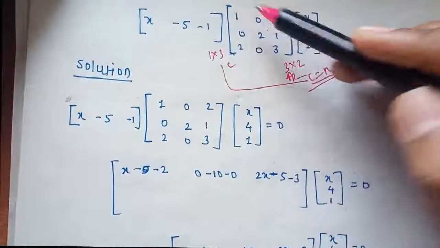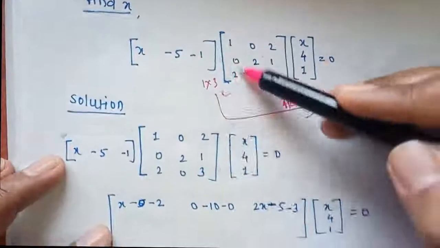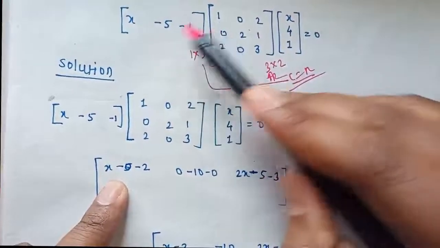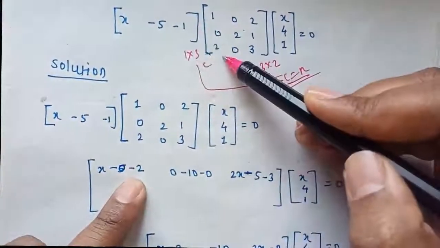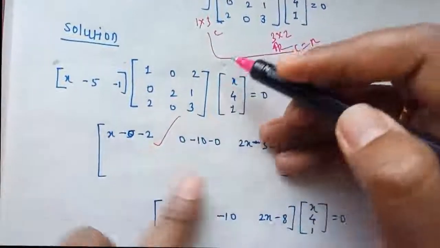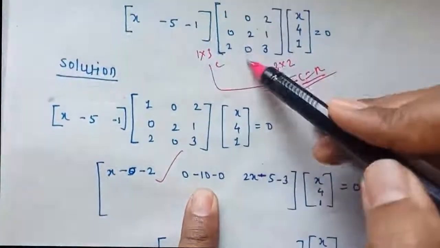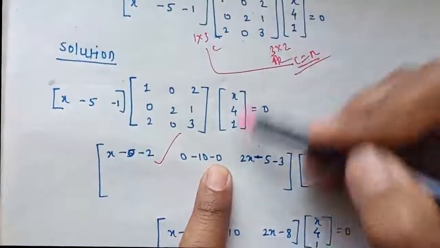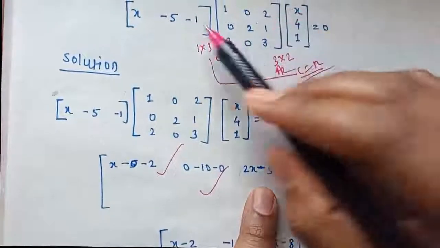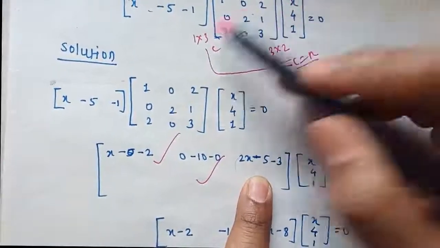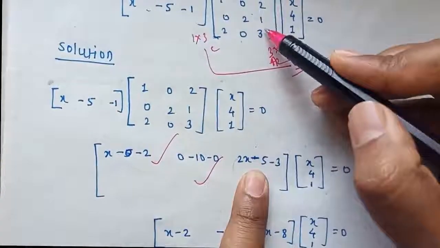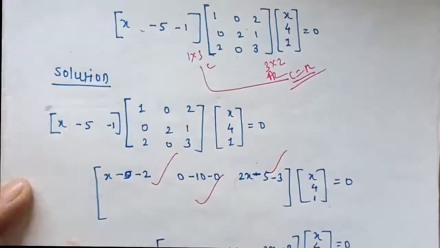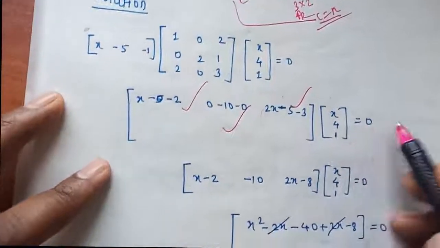So now I'm multiplying this matrix with this. First row, first column: X into 1 is X, next minus 5 into 0 is 0, and minus 1 into 2 is minus 2. So I got the first element of the row. Second element, first row, second column: X into 0 is 0, minus 5 into 2 is minus 10, minus 1 into 0 is 0. So I got the second element. Third, first row, third column: X into 2 is 2X, minus 5 into 1 is minus 5, minus 1 into 3 is minus 3.